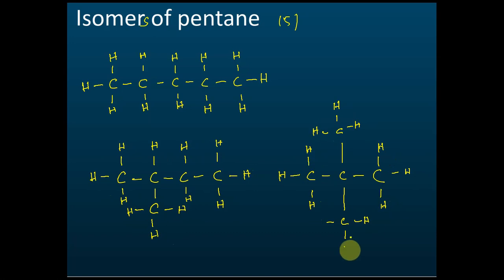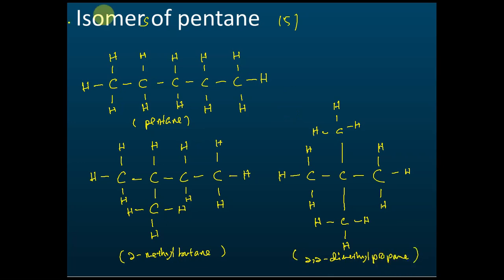Sometimes after they ask you to draw the isomers, they want you to give the IUPAC name. This one is called pentane, this one is called 2-methylbutane, and this one is called 2,2-dimethylpropane. So that is how we draw the isomers of pentane. If you have time, you can try hexane. Hexane has five isomers.